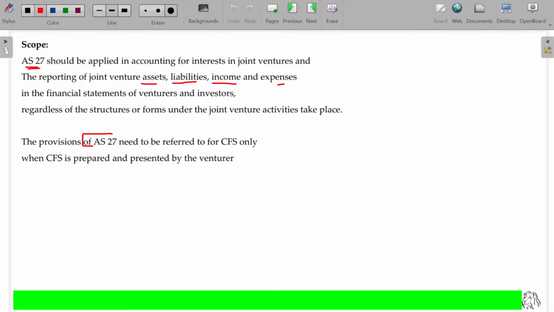Provisions of AS 27 need to be referred to for CFS only when CFS is prepared and presented by the venturer. Only in case of CFS will this be required. If I am not in need of preparing the CFS, this AS 27 does not matter. You consider this being only an investment. See AS 13 as well as AS 23.